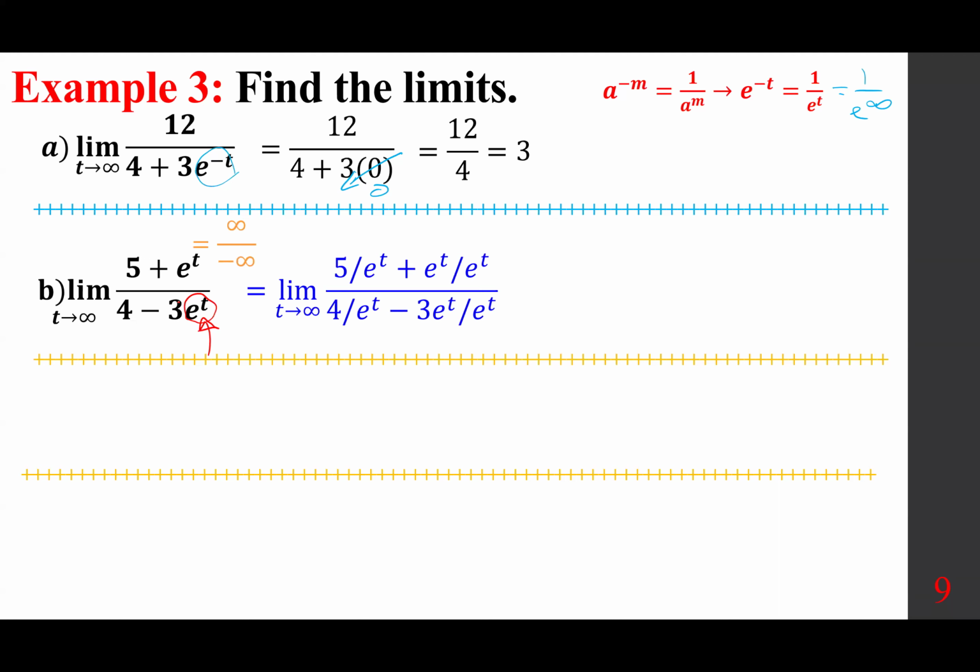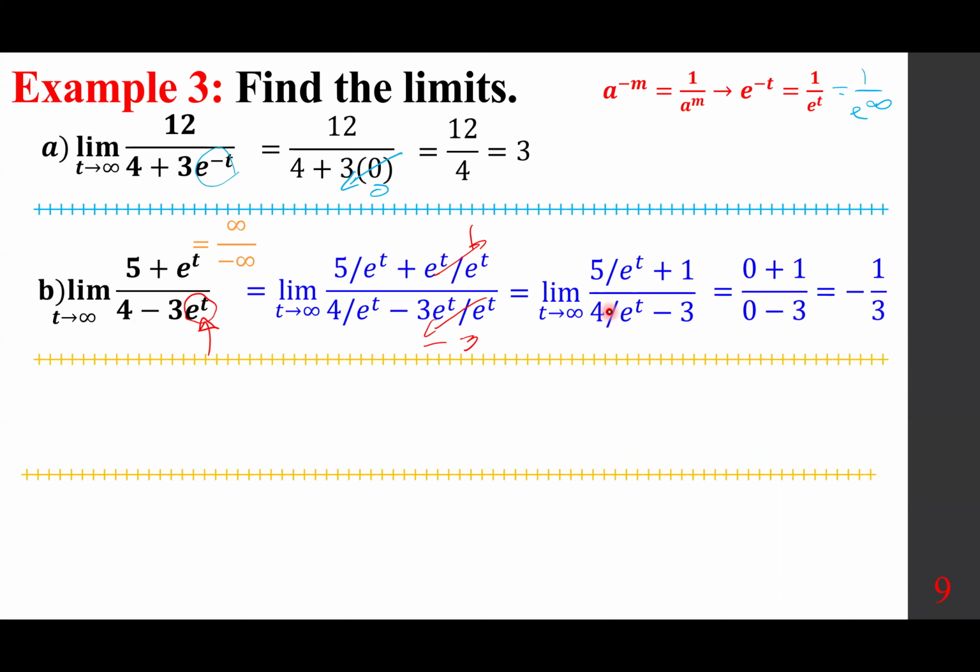And this is 1. This is negative 3. Now, if t approaches infinity, e to the power of t approaches infinity, this becomes 0. This becomes 0. You have positive 1 over negative 3, which is negative 1/3.